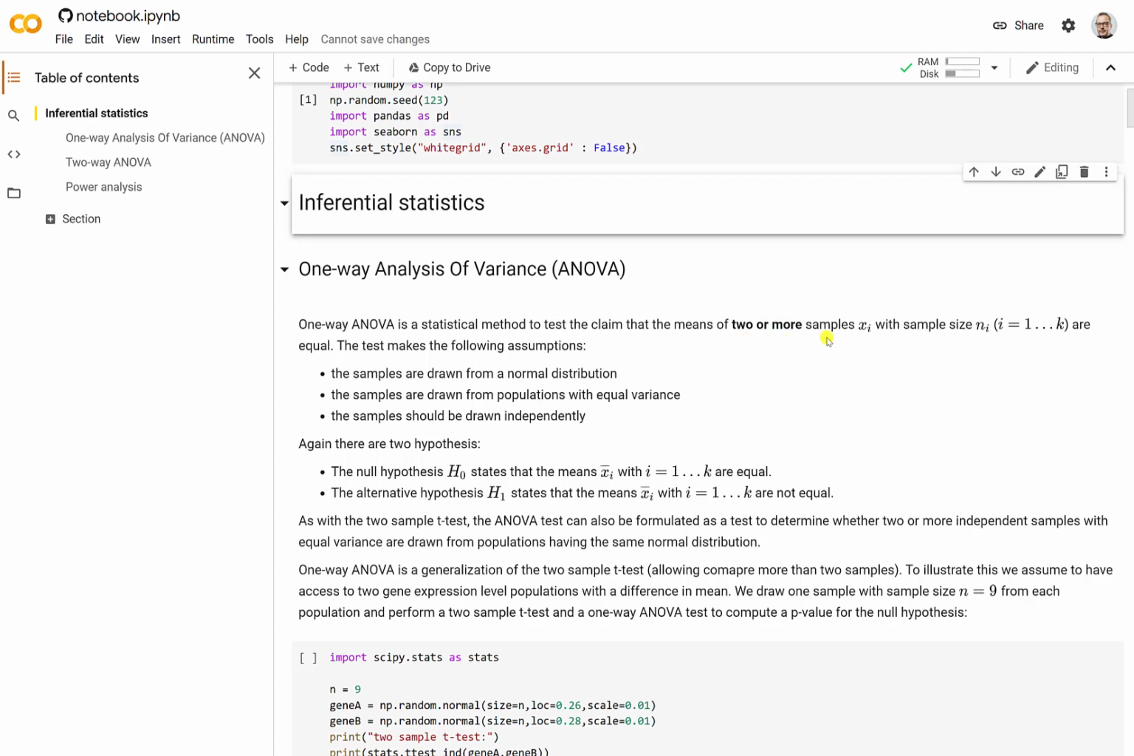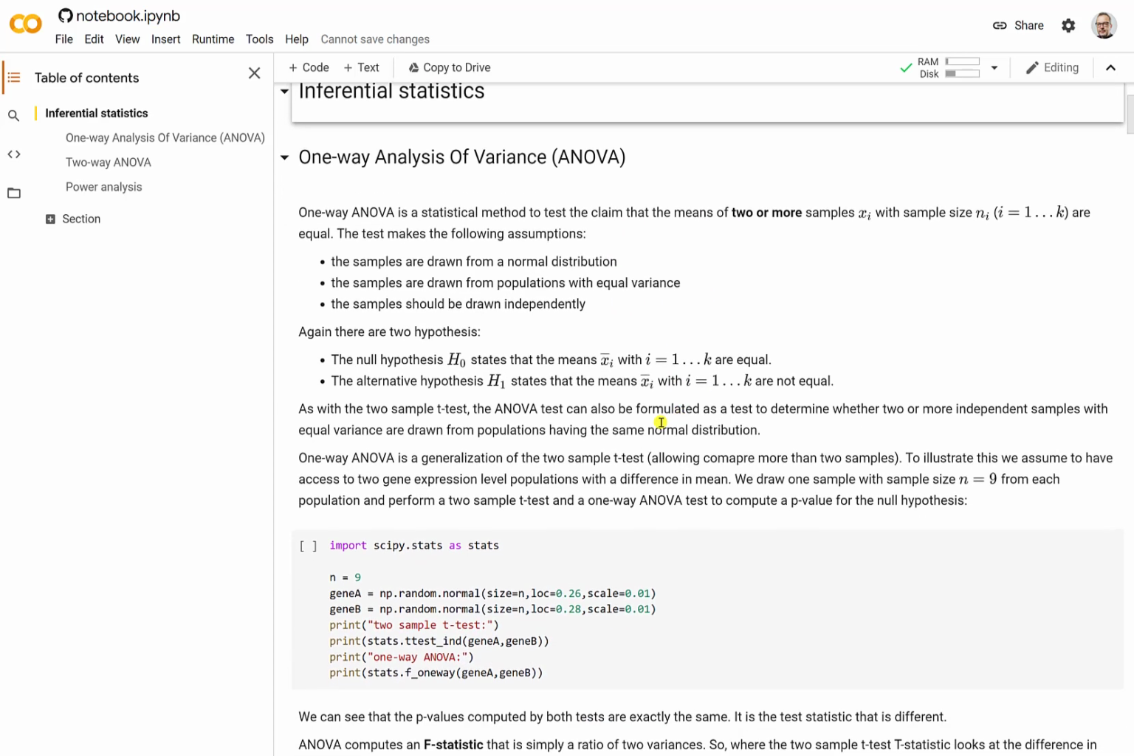It's a parametric test, so just like with the two-sample t-test, we make some assumptions. The most important one is that the samples are drawn from a population that has a normal distribution. The samples are drawn from populations with equal variance. So we're actually testing whether all the k samples that we draw are drawn from the same population or not, because we assume this equal variance. And again, the samples should be drawn independently. This is the claim we make.